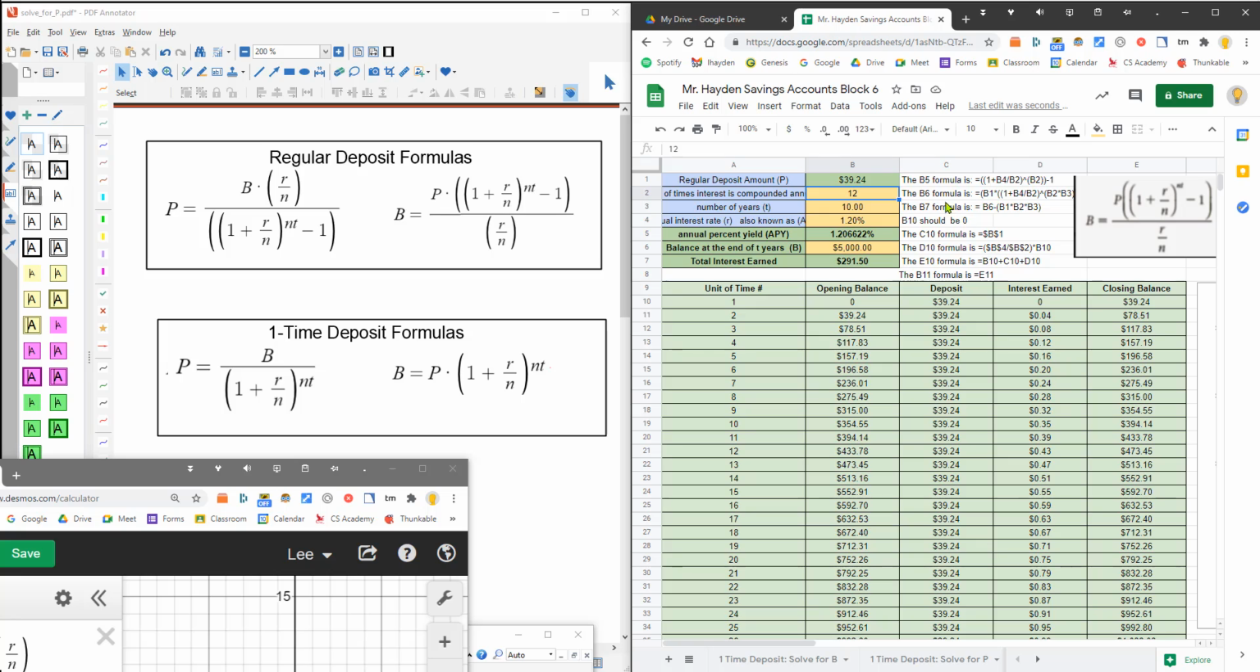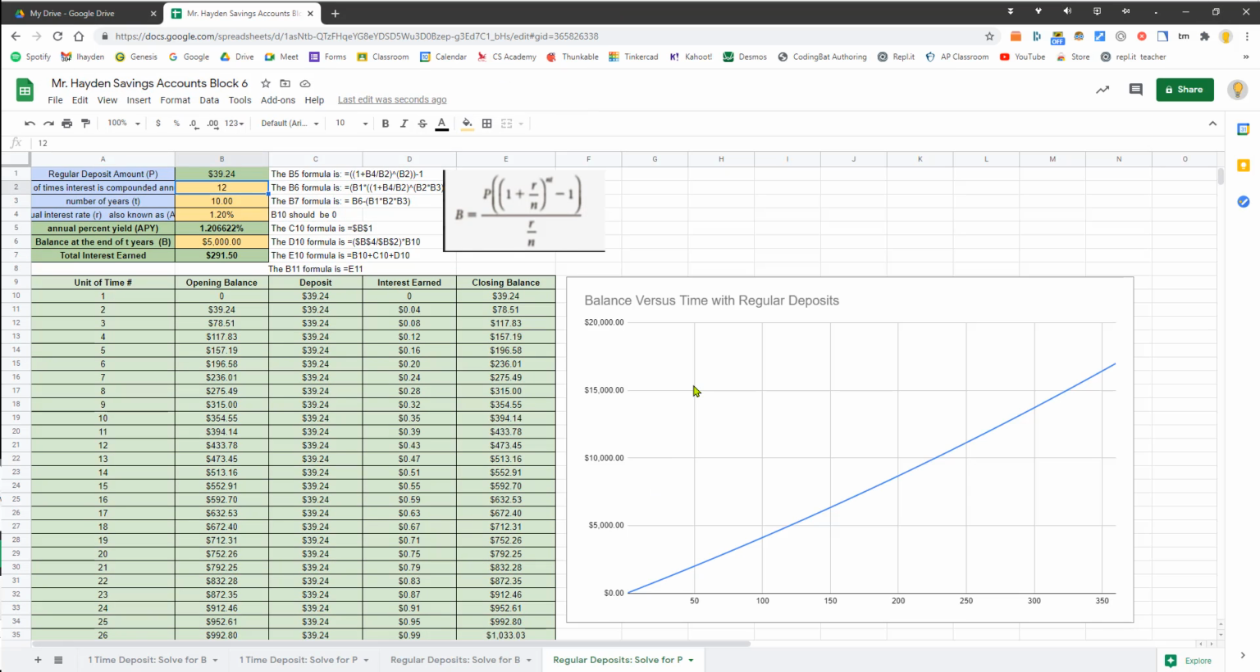So now I have a deposit of $40 every month for 10 years is going to end up with $5,000 at 1.2% interest rate, which makes sense because that's saving about $500 a year. 40 times 12 is 480, or about 500. For 10 years would give you about $5,000, which is what it does. Okay, so now we have the two spreadsheets that we can do the new homework assignments for.